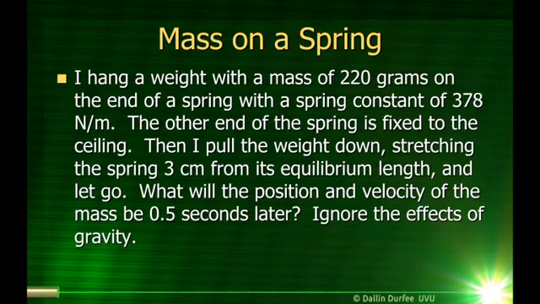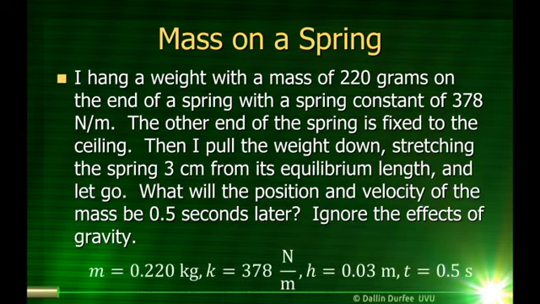Okay, so here's a problem we can work. I hang a weight with a mass of 220 grams on the end of a spring with a spring constant of 378 newtons per meter. The other end of the spring is fixed to the ceiling. Then I pull the weight down, stretching the spring 3 centimeters from its equilibrium length, and I let go. What will the position and velocity of the mass be 0.5 seconds later? Ignore the effects of gravity.